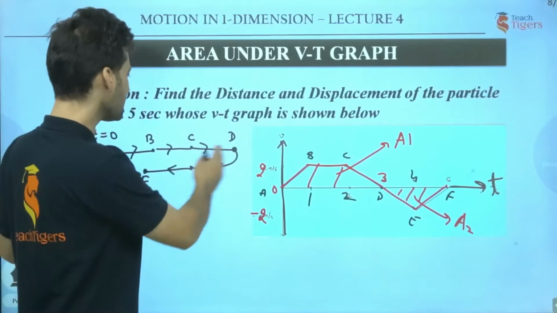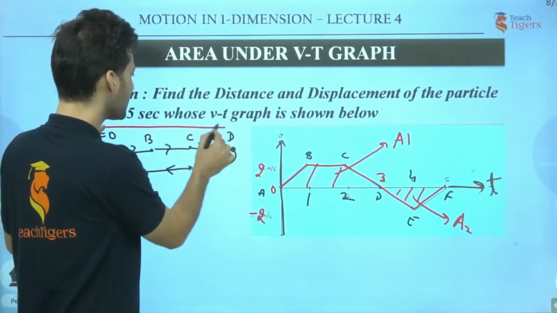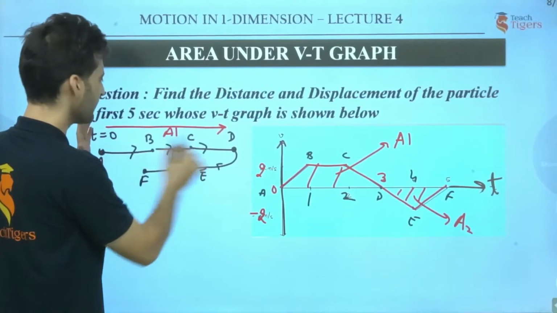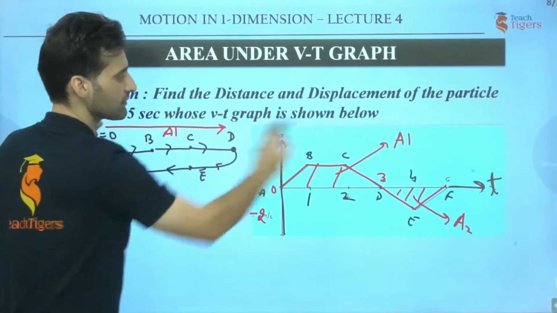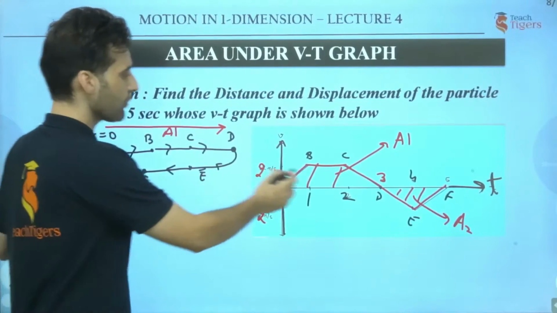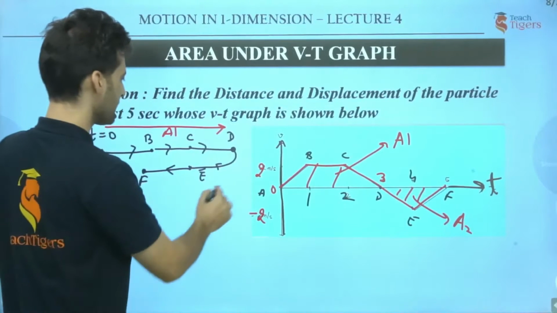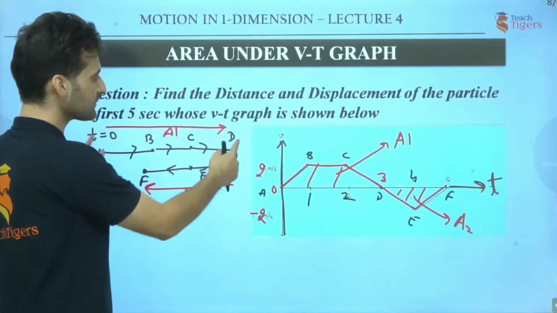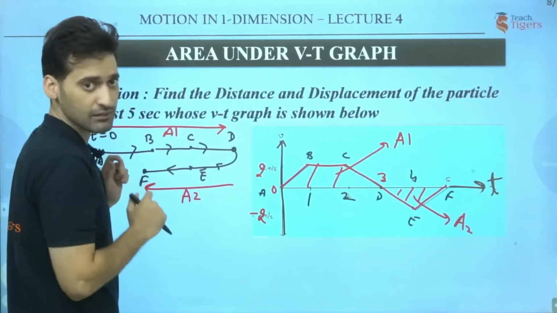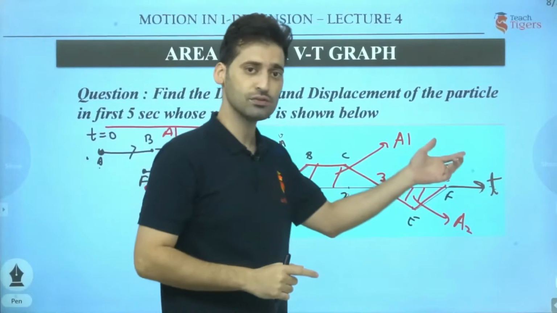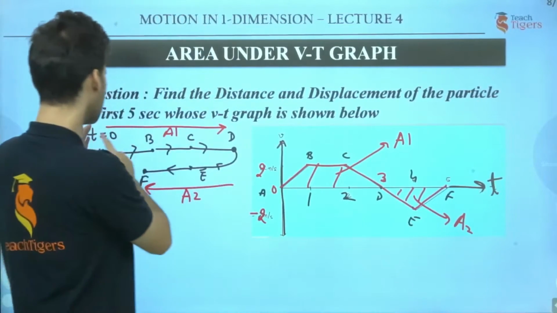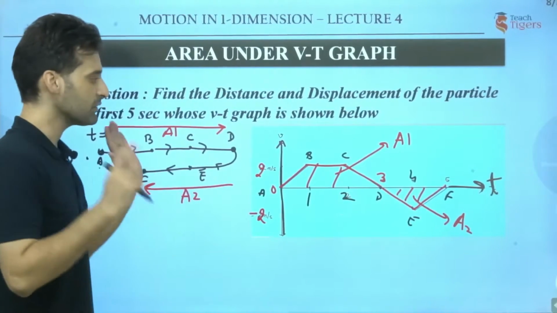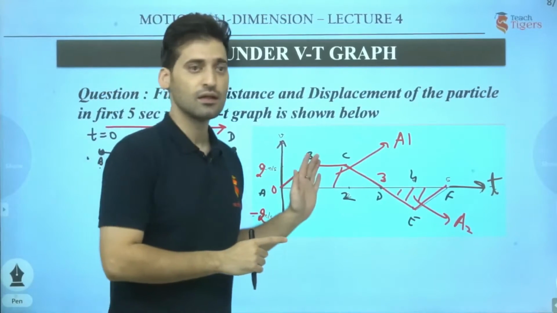But I will get displacement to the right hand side, isn't it? And this is the magnitude of displacement, equal to A1. And from D to F, this is the magnitude of A2. This length will be equal to A2 and this much length will be equal to A1. Getting my point? Because I said area is equal to displacement. So A1 area will be the displacement from A to D and A2 area will be the displacement from D to F.